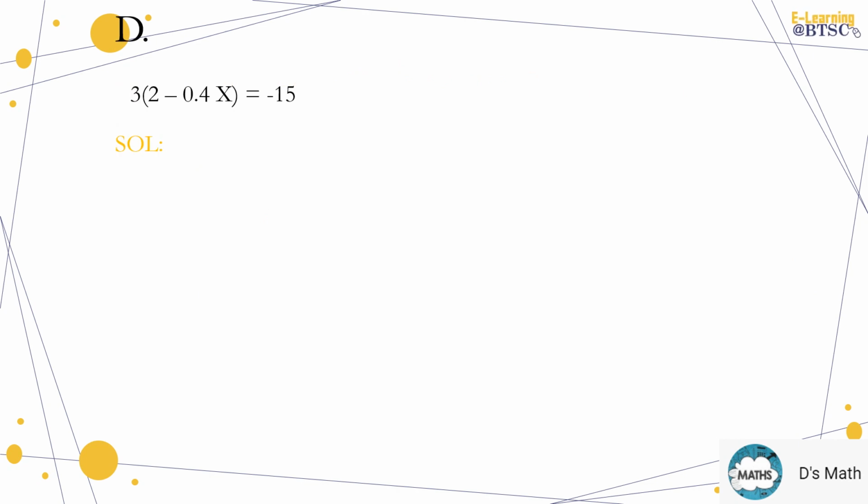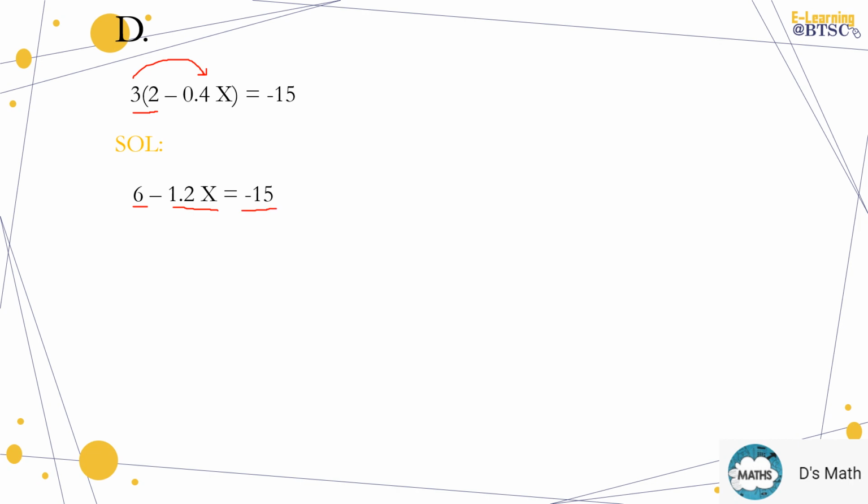Next, that is D. Now here we have the decimal point. You have to multiply the number 3 within the bracket. That is the first step. You have to multiply 3 with 2. When you multiply 3 with 2, you have the answer 6. Now when you multiply 3 with 0.4, you have the answer 1.2 and x will be as it is. That will be equal to minus 15.